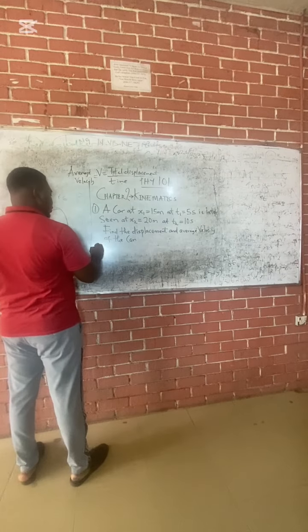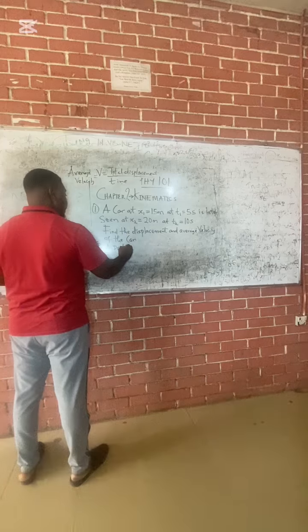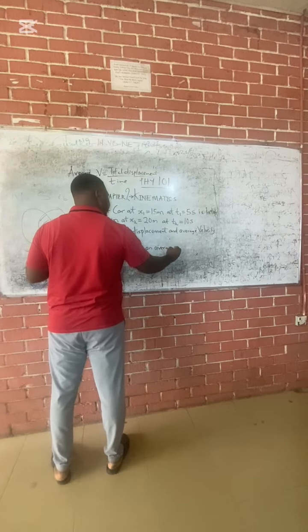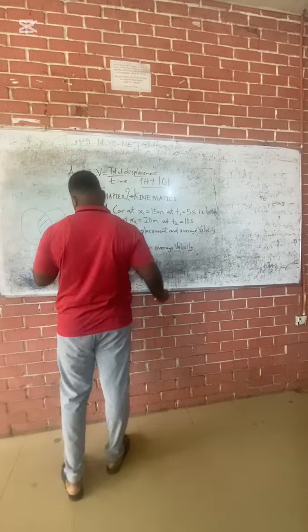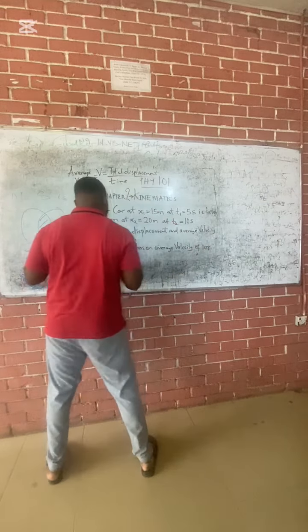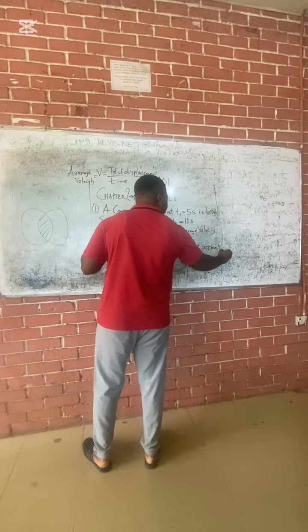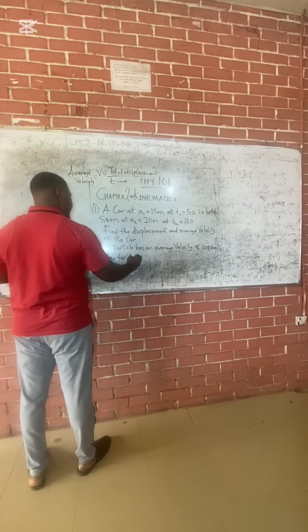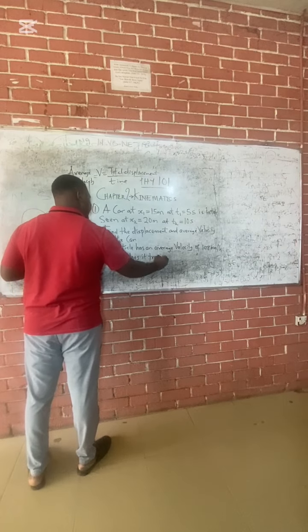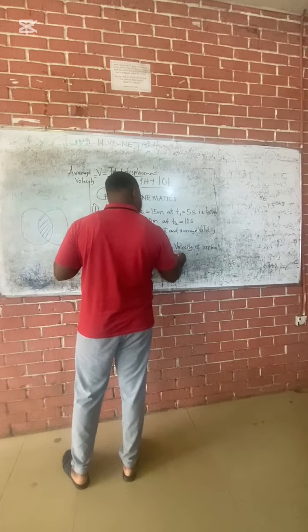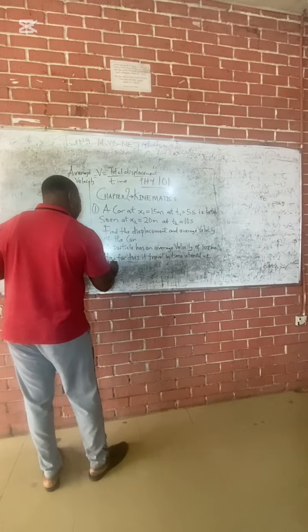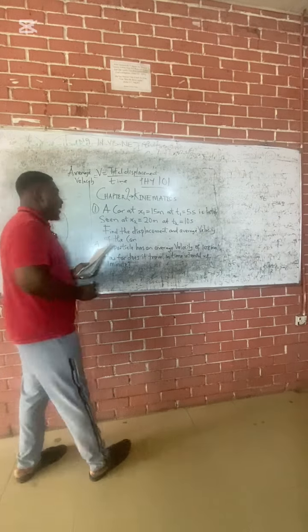Question 2. A particle has an average velocity of 108 kilometer per hour. How far does it travel in a time interval of 1 minute?